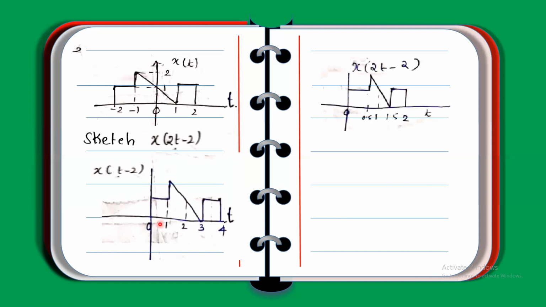The time axis of the signal is to be divided by 2. This 4 will be 2, 3 will be 1.5, 1 will be 0.5, 0 will be 0 itself. So signal x of 2t minus 2 is spreading between 0 to 2. This is the answer. This is the correct answer as we have followed the order, shifting first and scaling next.